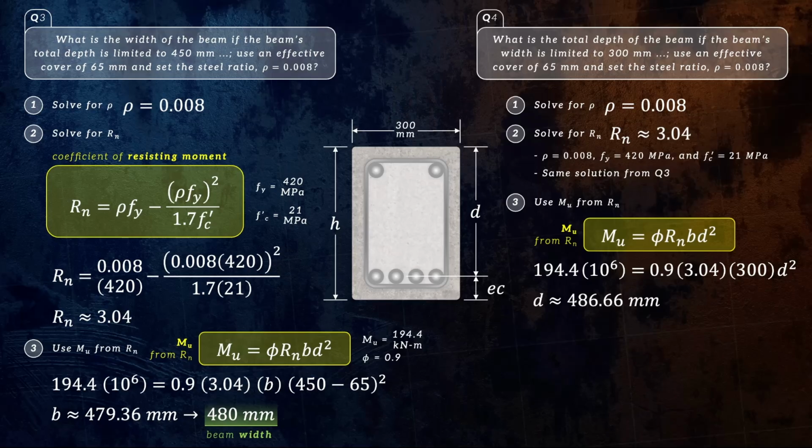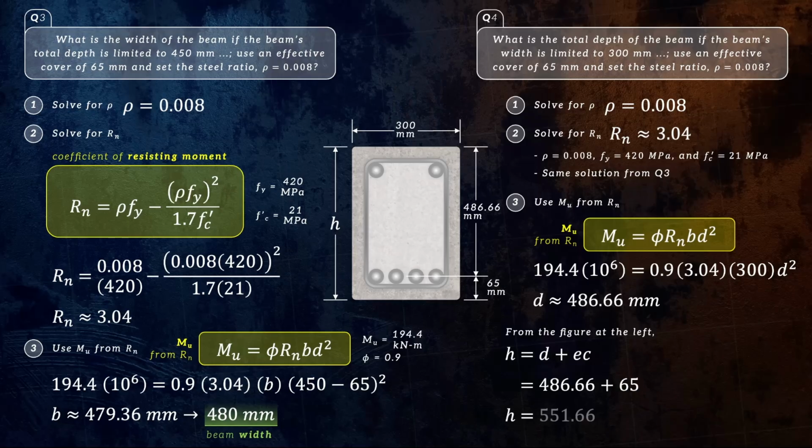Based on our figure that shows the cross-section of our beam, the total depth h is simply equal to the effective depth d plus the effective cover EC. Using this formula, h would now be equal to d, which we just calculated to be 486.66 mm, plus EC, which is still given as 65 mm. Solving for h, we will get a value equal to 551.66 mm, which again should be rounded up to 560 mm since we are designing for a dimension of our beam. And this is the final answer for the fourth or last question.